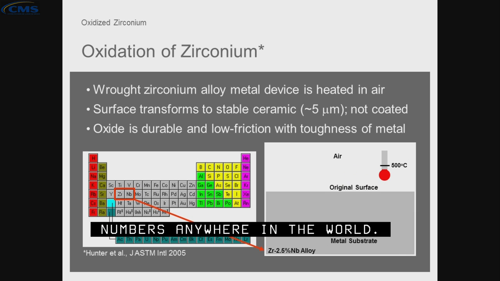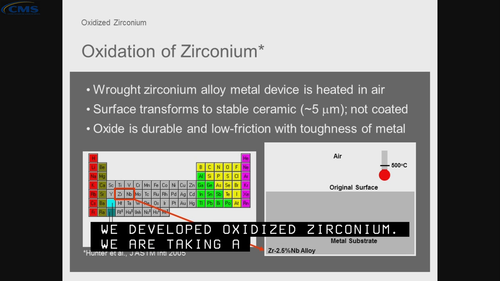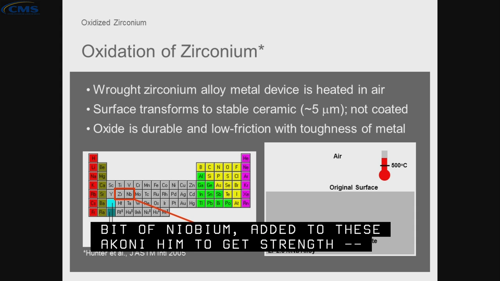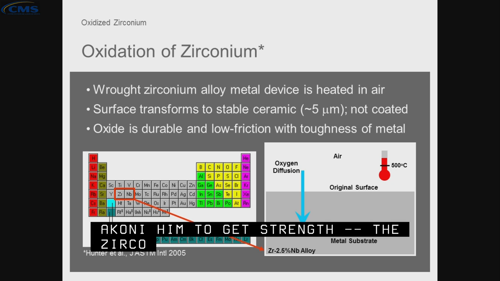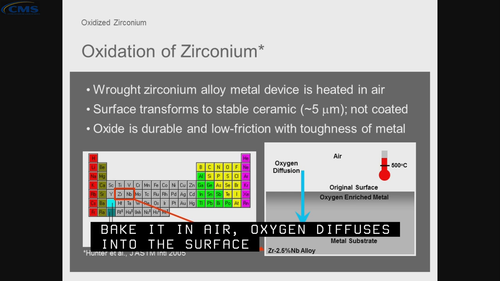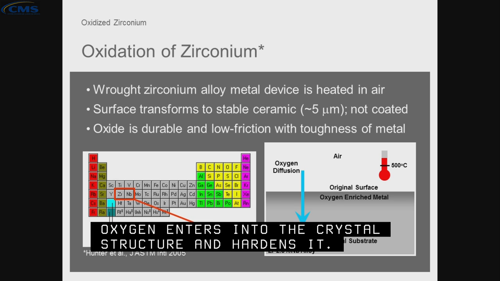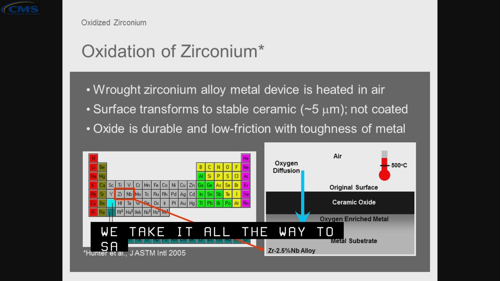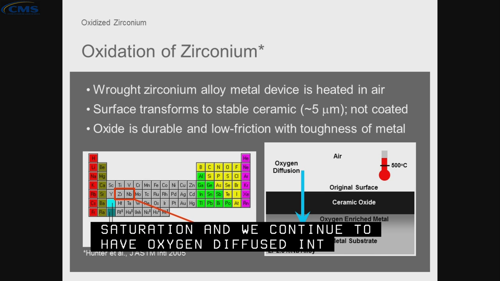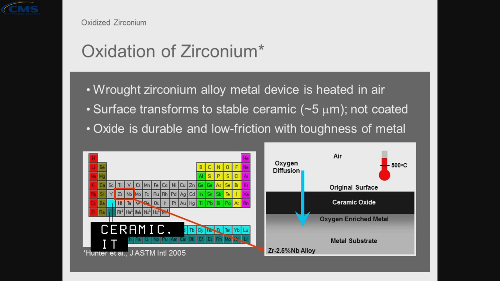We developed oxidized zirconium. We take a metal, zirconium with a little bit of niobium added to get strength from the difference in atomic size. Then we take that metal and bake it in air. Oxygen diffuses into the surface, as it will with all metals, and that oxygen enters the crystal structure and hardens it. But we don't stop there. We take it all the way to saturation, and we continue to have oxygen diffuse into the surface, and that causes the metal to transform into a ceramic. It goes from zirconium metal to zirconium plus oxygen, also known as zirconium oxide.